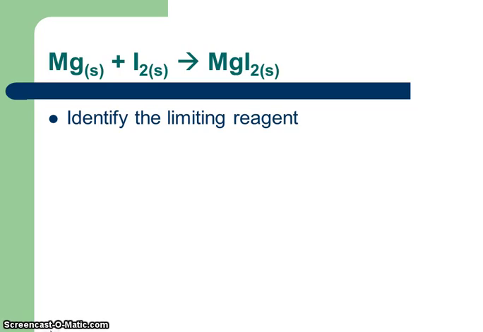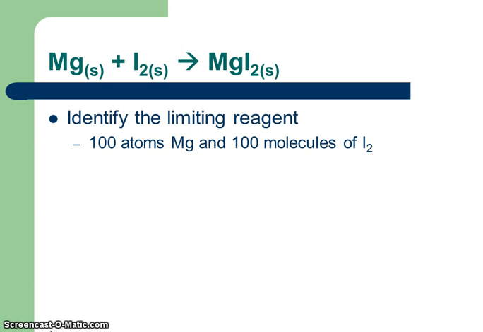quantities. The limiting reactant or the limiting reagent is the substance that we run out of in a chemical reaction. The other substance would be referred to as the excess. And our balanced equation tells us how substances react.